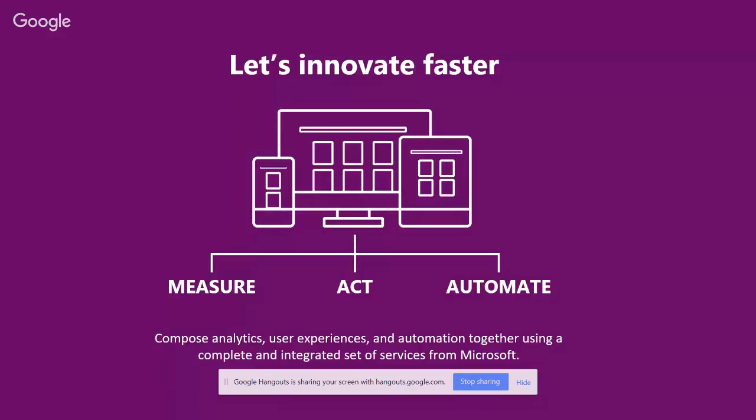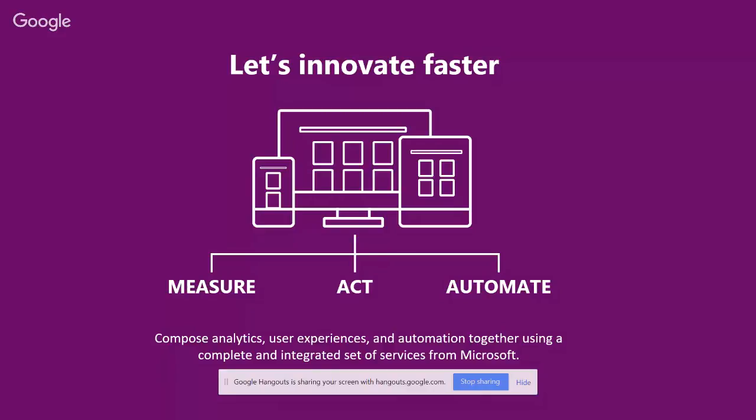What we want to do is to enable the business to do what we call measure, act, and automate. These three make up what we all need to do as a business. We need to measure what's going on. We need to be able to act on what's happening. And in many cases, we are working to automate things so that we can be more productive. We do less, the software does more for us.